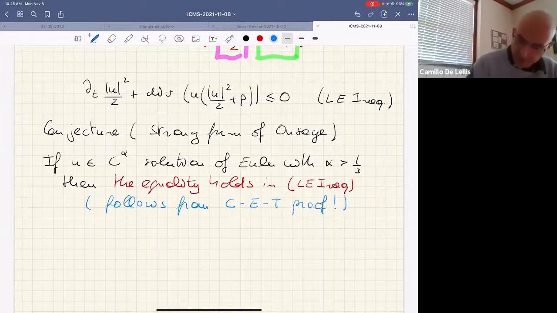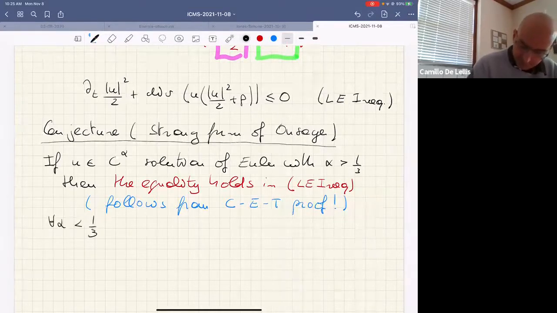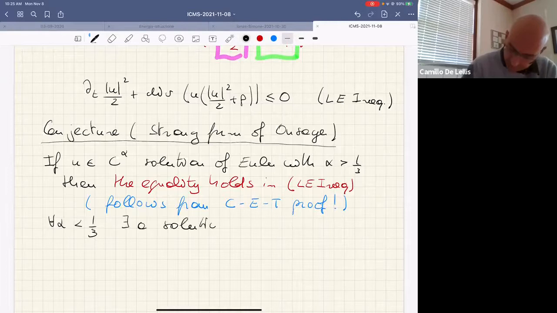Okay, but the part which is actually still open is that for every alpha less than 1/3, there exists a solution u in C^alpha for which the inequality is actually strict.